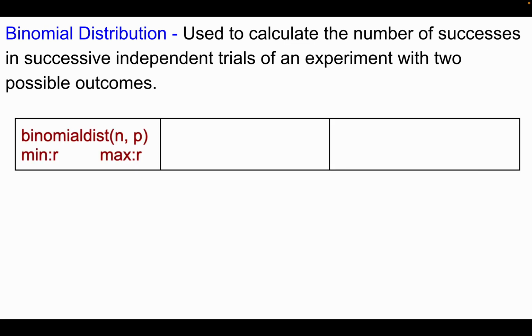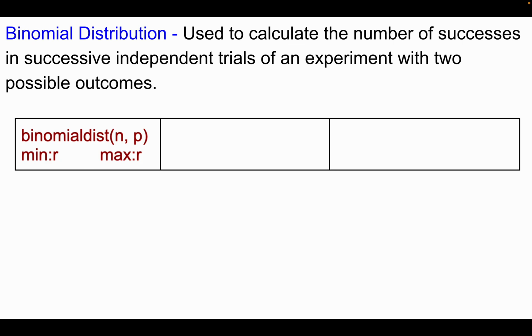This is the way we calculate the binomial distribution. So you type into Desmos binomial dist, and then you'll put in N, P, and R. It'll give you the option to type in the min and the max, and I'll show you an example of that in just a second here.